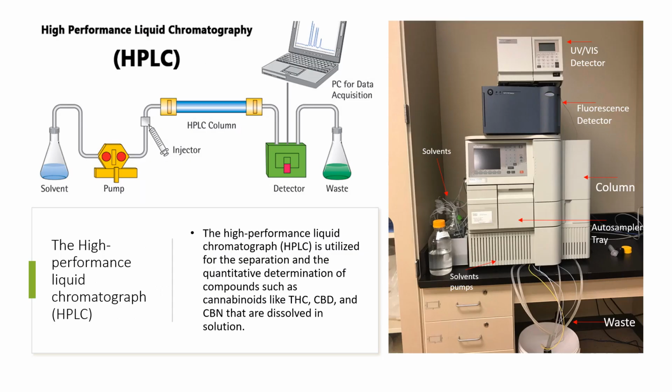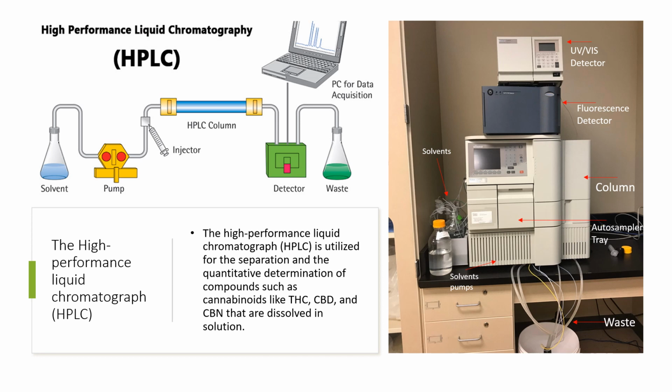The instrument that I used to quantify the cannabinoids in these hemp oils was the high performance liquid chromatograph, or the HPLC. We use this for the separation, or in my case the quantitative determination, of cannabinoids in hemp oils. If we look at this apparatus, you start off with a solvent. In my case, I used methanol and water. Those solvents are pushed up to the column using a solvent pump. Then you have an injector, where you inject your hemp oil sample into the apparatus.